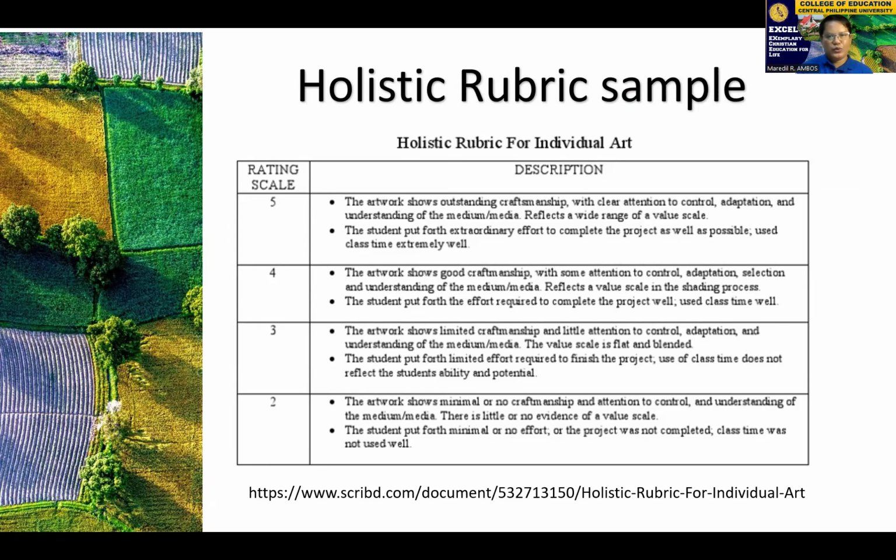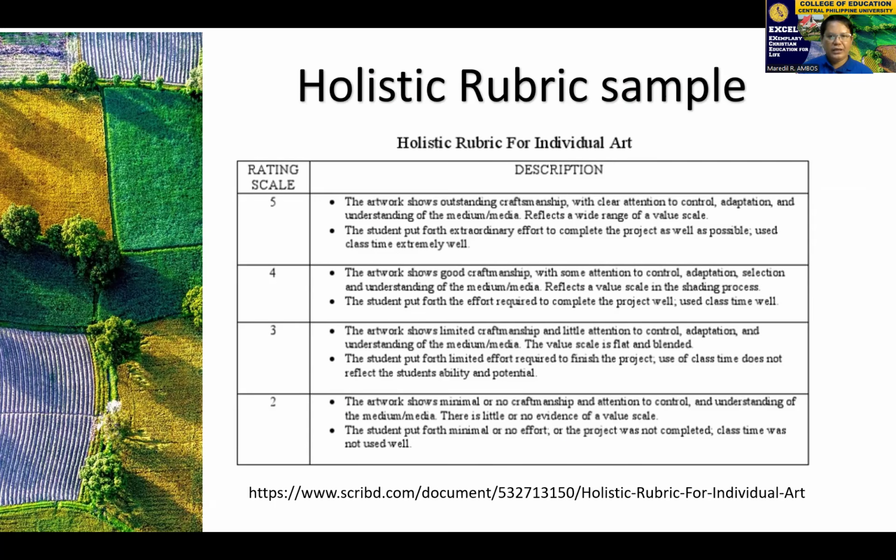Another is the student put forth extraordinary effort to complete the project as well as possible and used the class time extremely well. So that's it. You can score it as 5. Supposing it's not like that, you can have the 4, the 3, and 2 as the rating scale. So this holistic rubric is for an individual art output.